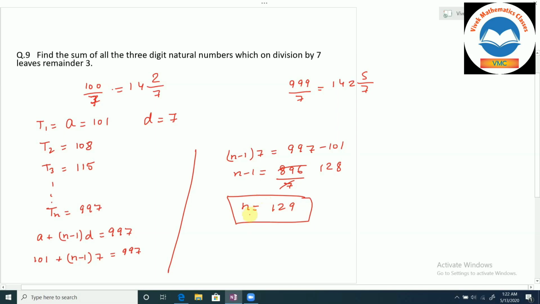Then they are asking the sum of all 3-digit numbers. Okay, then we need to find Sn. What will be the Sn formula? The Sn formula will be n by 2 bracket A plus L, because we know the last term, that's why we will apply this formula A plus L. Substitute here: the n value is 129 divided by 2 bracket, the A value is 101 plus the L value is 997, the last term. Then we can solve this.